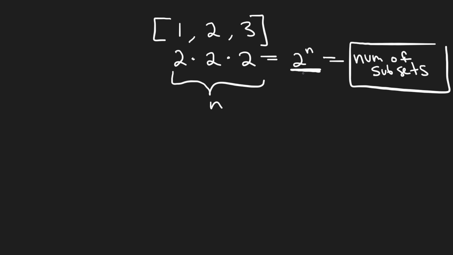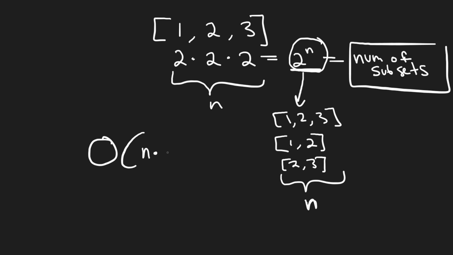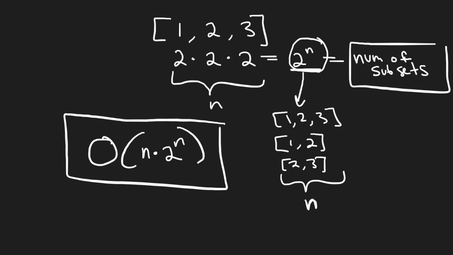So how long could a subset be? Well, we could have a subset 1, 2, 3, the size of our input. We could also have subsets that are smaller, like 1, 2, maybe 2, 3. So as you can tell, this is not going to be an efficient problem to solve. We have this many subsets, and each subset could be up to length n. So the worst case time complexity of this problem is going to be n times 2 to the n, regardless of how efficient we make it.